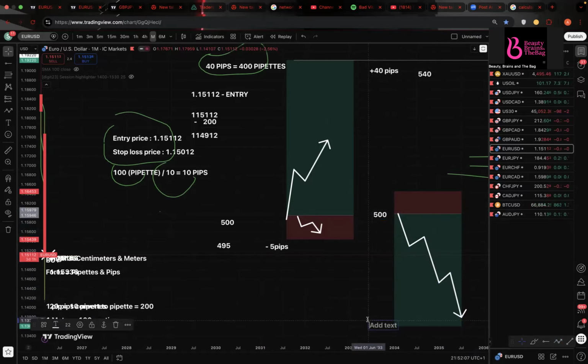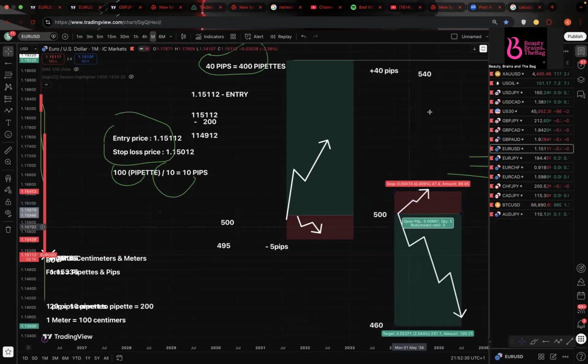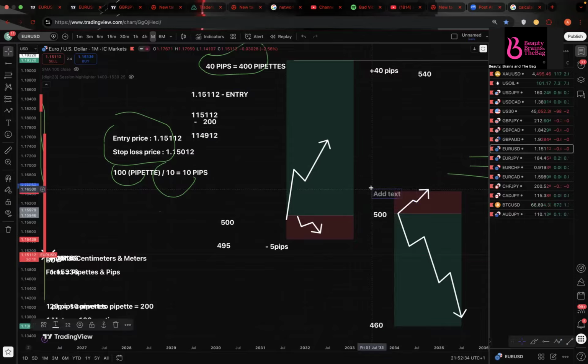My TP is meant to be 40 pips. I'll subtract 40 from here. All right, 40 from here. So this should be 460. And if my stop loss is 5 pips, I'll add 5 to this, because instead of going down, if it starts going up from the entry price, I'm losing. So the stop loss is actually up. So this would be 505.